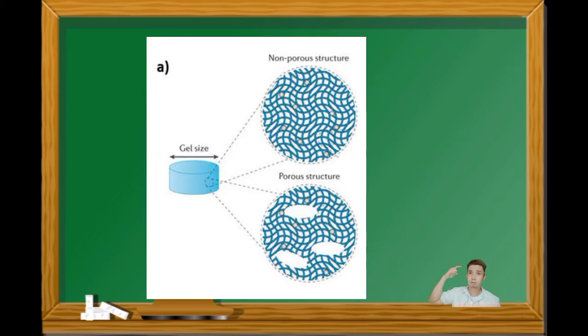These are the molecular structures of porous and non-porous materials. Molecules of non-porous materials are close together. That's why no air or water can pass through them. While the molecular structure of porous materials have holes where air and water can pass through them. That's why they absorb water.